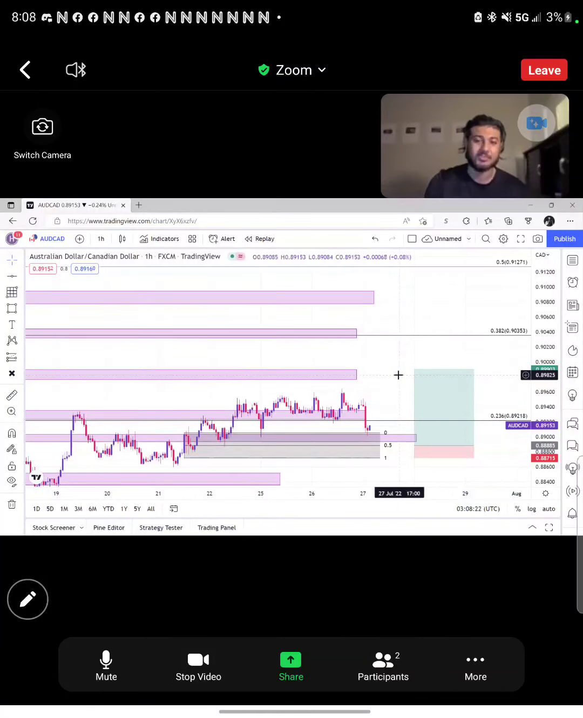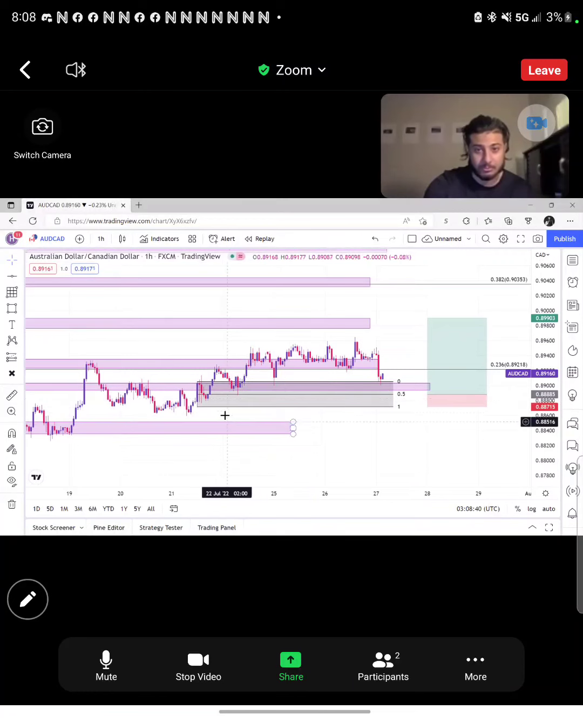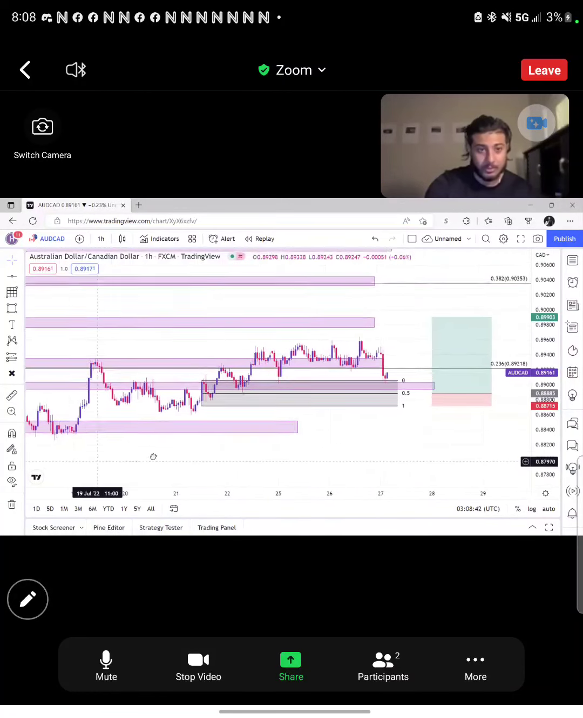Feel me? Risking $17 to gain 100. It's still good money. Can't complain. But I feel like anything that's like a 1-to-3 risk reward is good. Me personally, I like to do like 1-to-5s, 1-to-7s. That's just my preference. But yeah, I definitely see market coming up.